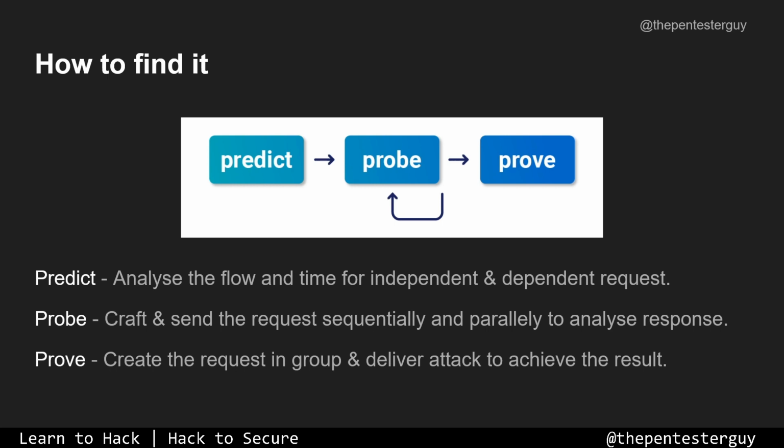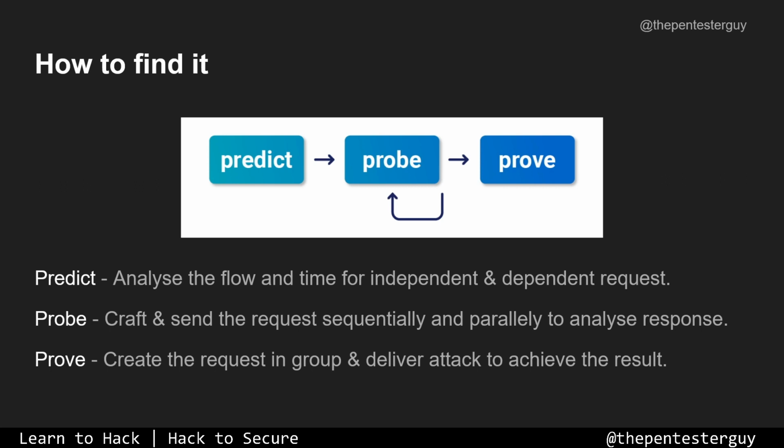In the prediction state, what we do is we simply analyze the flow of the request and the time consumed by the request. So suppose there are two dependent requests. One is for registration, another request is for user confirmation. So the time frame between these requests must be analyzed: how the server is handling these requests, what time is consumed by which endpoint.